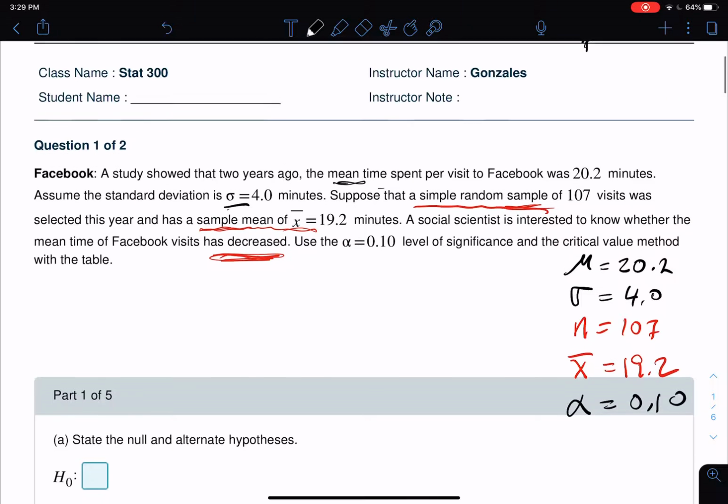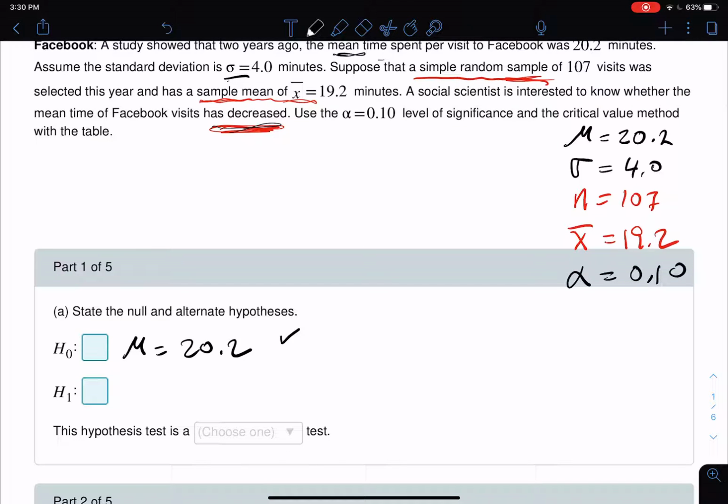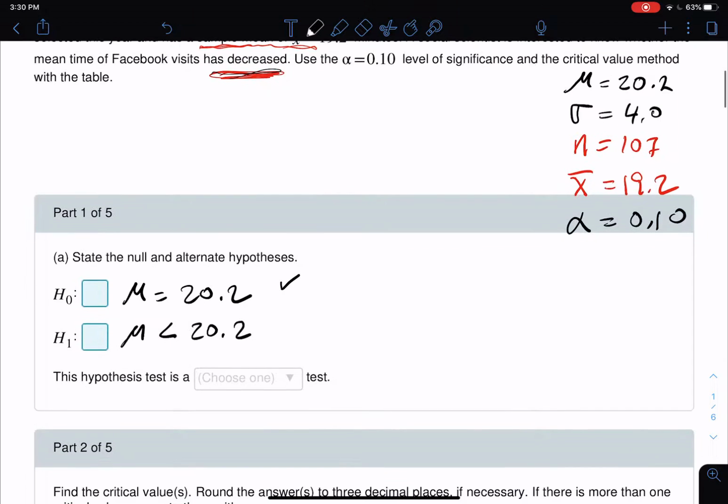Okay, so our null hypothesis is just going to be that mu, the population mean, is 20.2. Now the challenger, or the question, is the social scientist is interested to see whether the mean time of Facebook visits has decreased. So this is what is assumed and given. Now the question is, has this decreased? Is the population mean actually less than 20.2?